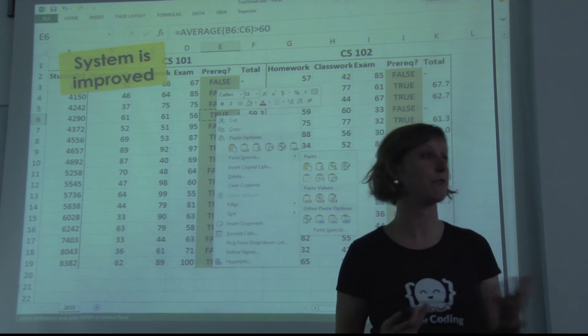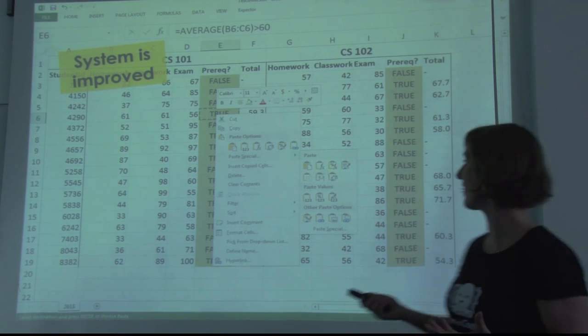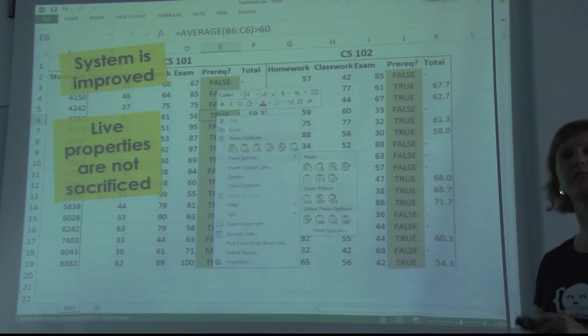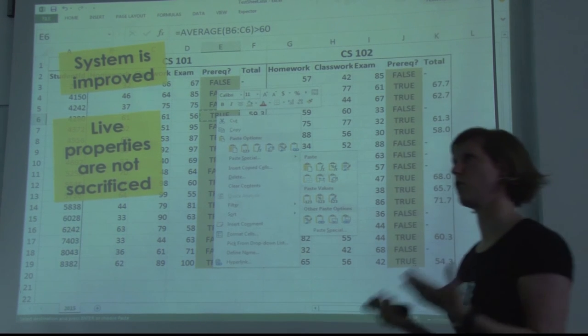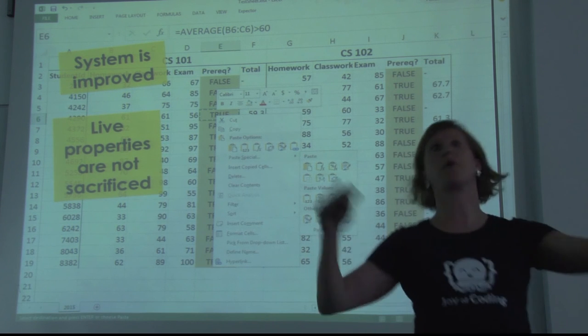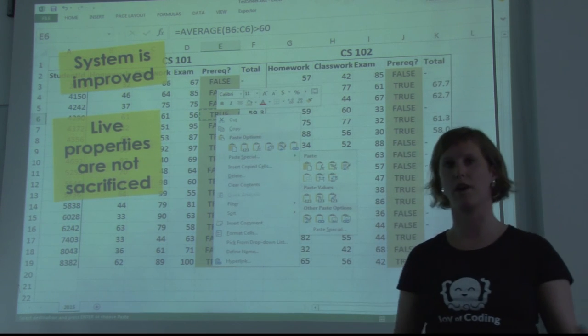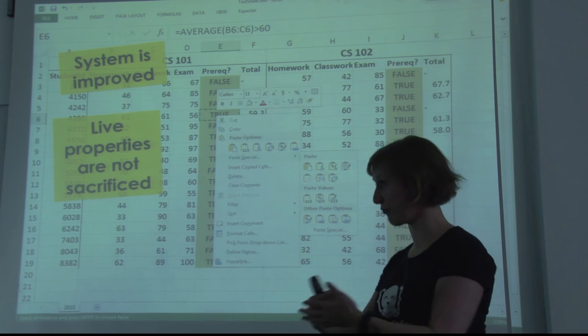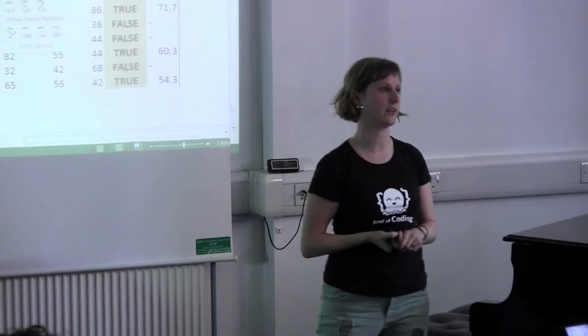We help you make fewer errors by doing the origin tracking, but the live properties are not sacrificed. We don't take away from your flexibility, from your ability to just program whatever you want, wherever you want it. We don't add abstraction up front, but we help you maintain clones.